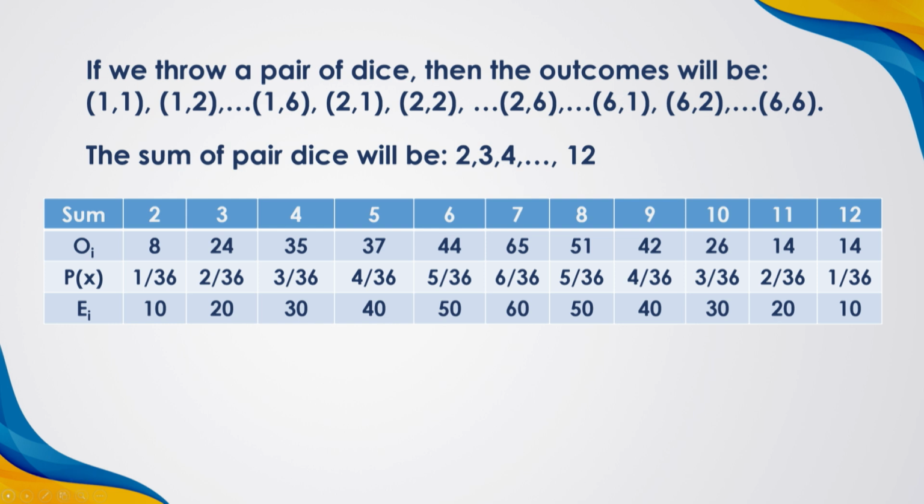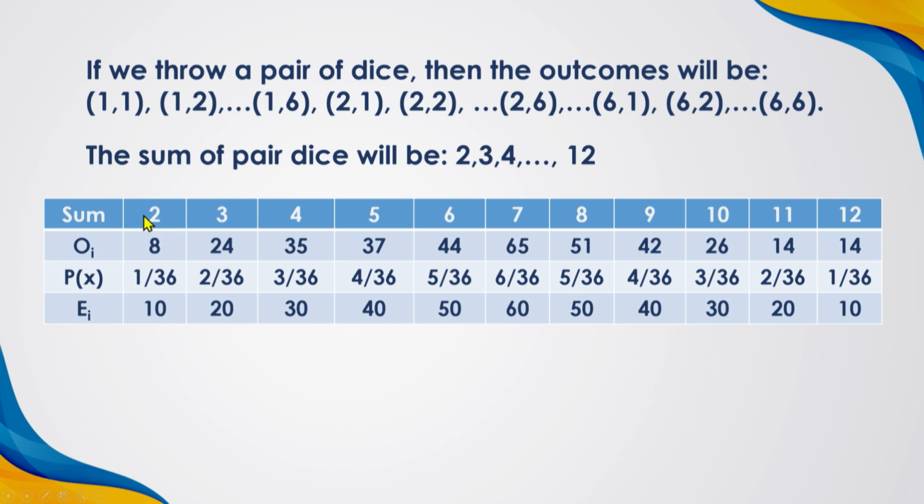Then you can go for observed frequencies. Here you can see the sum starts from the minimum sum 2, 3, 4 and so on up to 12. Now this is your observed frequency which we obtained from our given problem: 8, 24, all these things. Now you have to calculate the probabilities. As I already mentioned, you have 36 combinations in total, which is your sample space for the probability. Then among that, to get the sum, how many favorable cases are there?